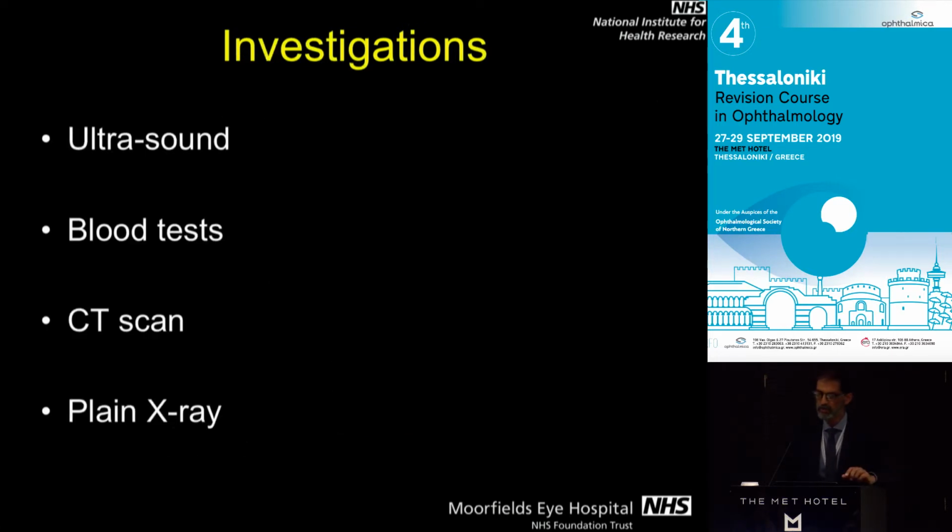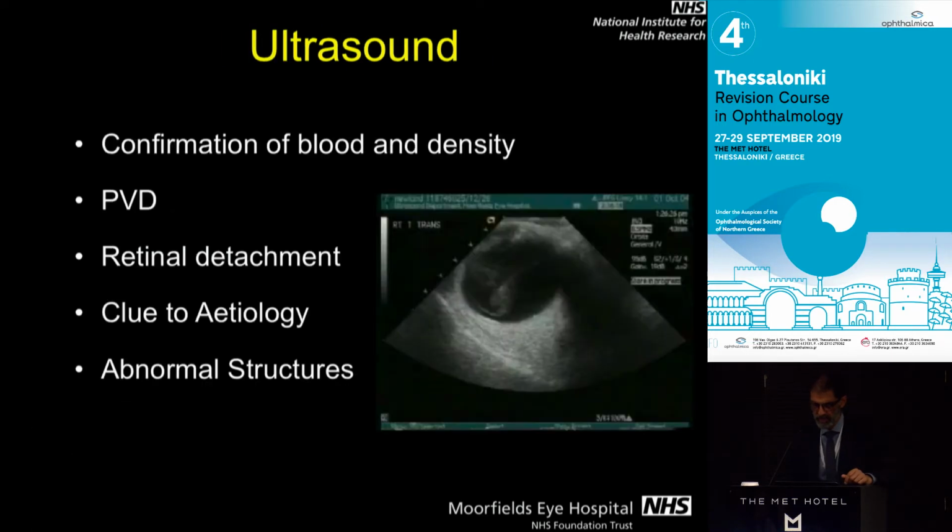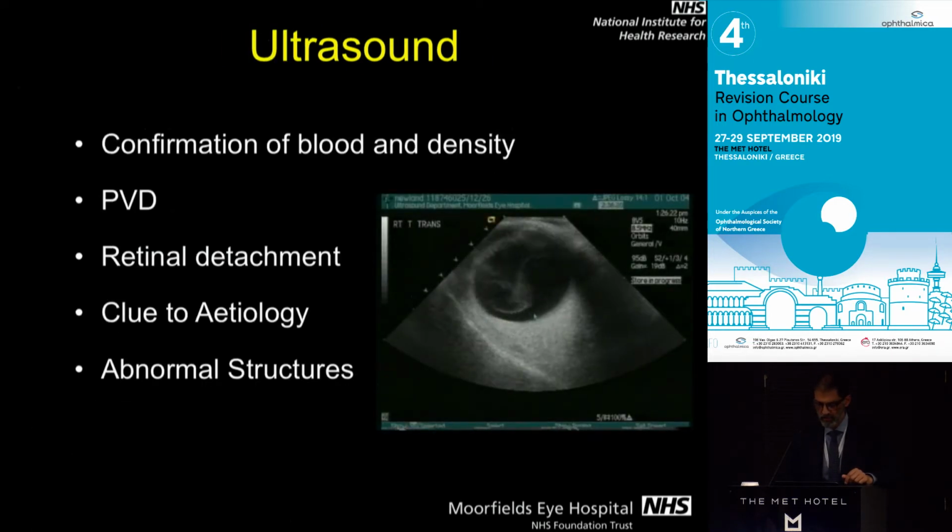How can we investigate vitreous hemorrhage when we can't see details? Of course, there are tests: ultrasound tests, blood tests, although we don't acutely do many blood tests for vitreous hemorrhage, CT scan in the case of trauma, and sometimes plain X-rays if there's a history that may allude to foreign body in the eye or orbit. Ultrasound is critical. That's the most common thing we do for vitreous hemorrhage. It confirms the blood and its density. Check for a posterior vitreous detachment and/or retinal detachment, which changes the urgency. It sometimes gives a clue to etiology, and I'll show you that in the next slide. And it shows any abnormal structures to anticipate if you're going to operate.